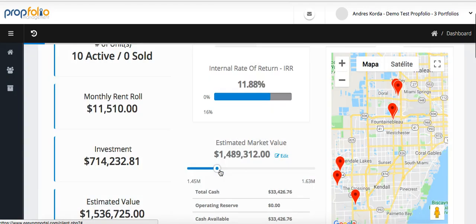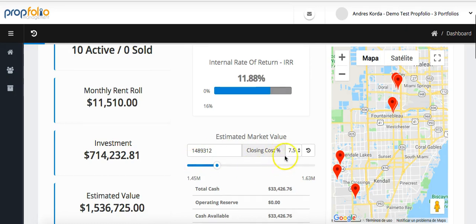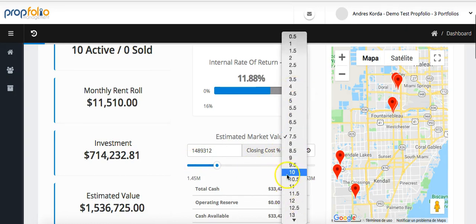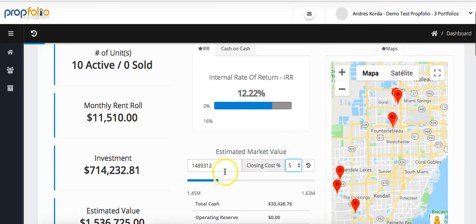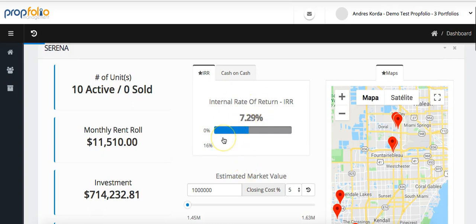So it's a very useful tool. You can edit it this way too if you think your closing cost is going to be different, because that's also something that's pegged to this analysis. So if you have a different closing cost, and you can say here, $1 million, what would my return be if I get out of this investment? You can see it this way. So it would be 7%.